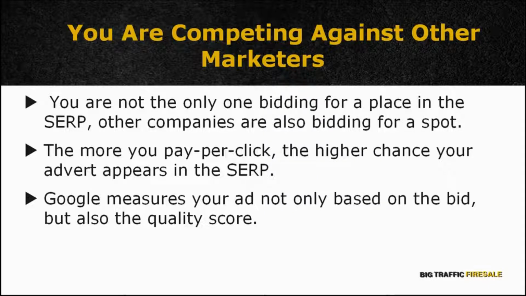The more you pay per click, the higher chance your advert appears in the SERP. However, unlike real-life bidding, it's not just the highest bid price that is taken into account for the projection of your ad. Google also measures your ad by quality score, which we will unravel in the next chapter.